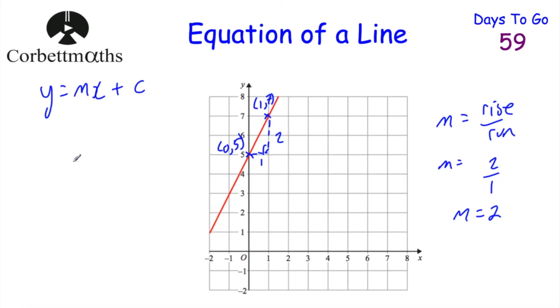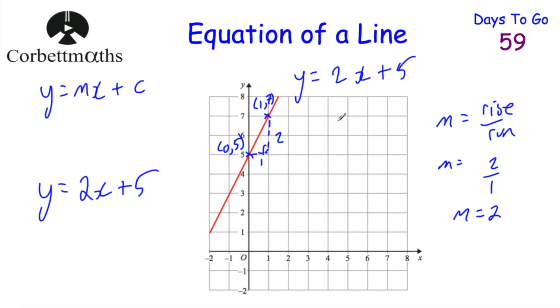So in terms of the equation of this line, it's going to be y equals, instead of mx, we're going to write 2x. And then plus c, well, it crosses the y-axis at 5, so it'll be plus 5. And that's it. So the equation of that line would be y equals 2x plus 5. And if you got that, well done.